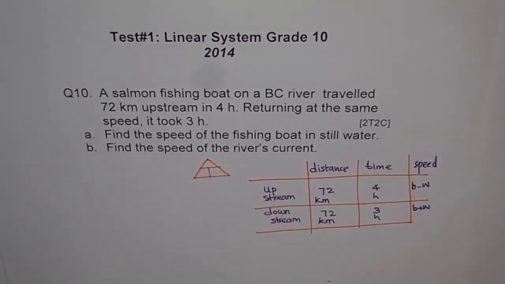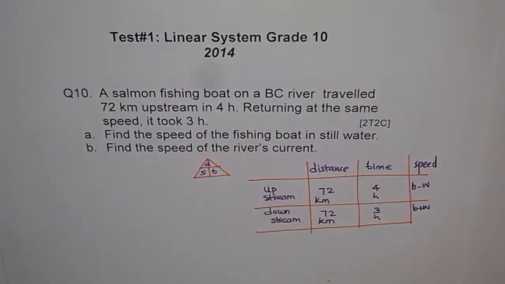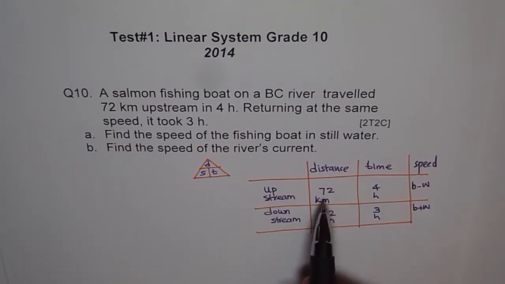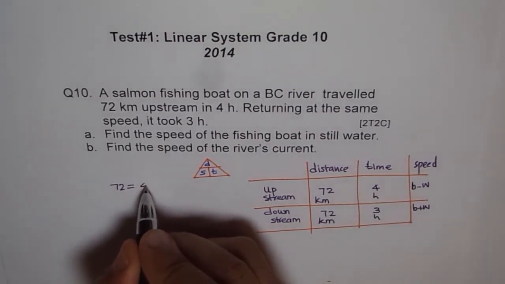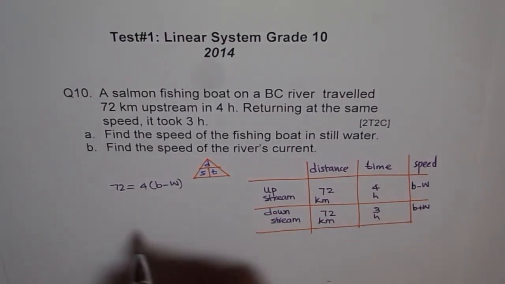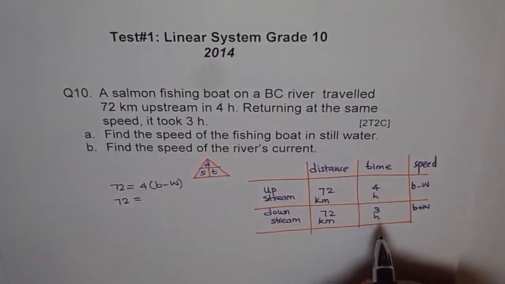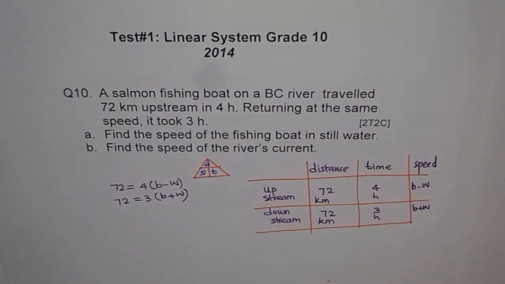Now here, distance is speed times time, right? So from this, we can actually get two sets of equation, right? So distance 72, so we say 72 is equal to speed times time. So we can write 4 times B minus W, right? And similarly, we can write the second equation. The second one, 72 is equal to 3 times B plus W, right? So that is how we get our equations. Now, we have simultaneous equations, two equations and two variables. These can be solved to find the value of both the variables, correct?